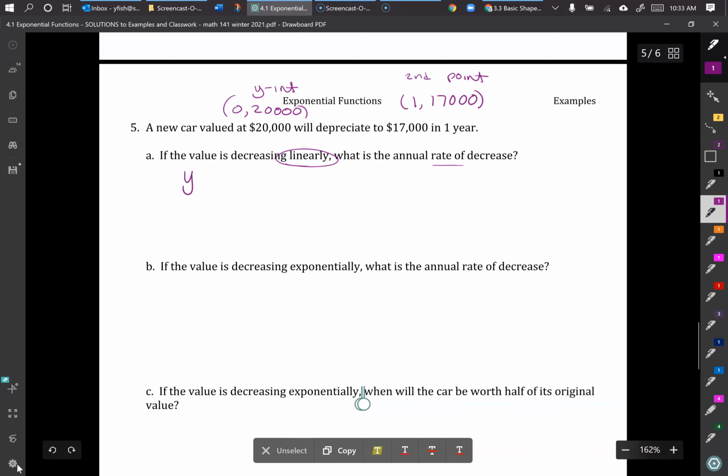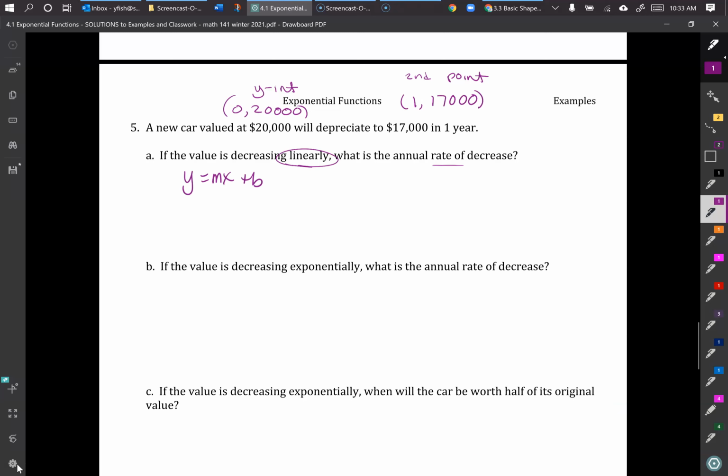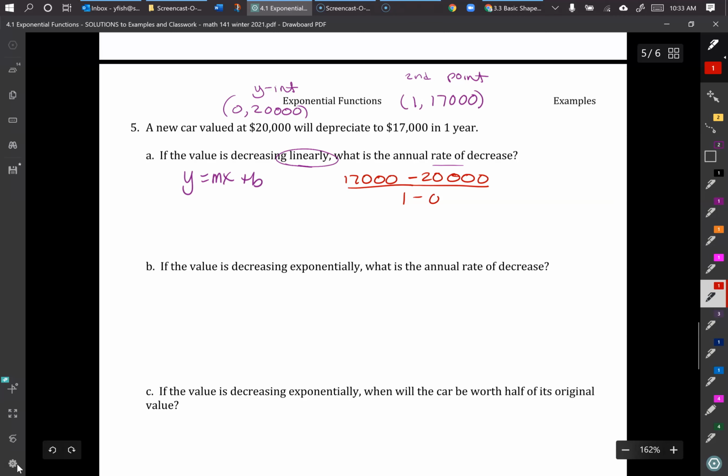However, we're going to pop into y equals mx plus b for linear to show that relationship. So we need to find the slope. So in general, we always just do the difference. So we'd have 17,000 minus the 20,000 over the 1 year. Okay, 1 minus 0. And we would end up with a depreciation of $3,000 per year, right?